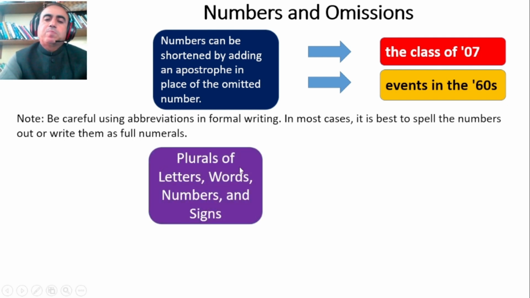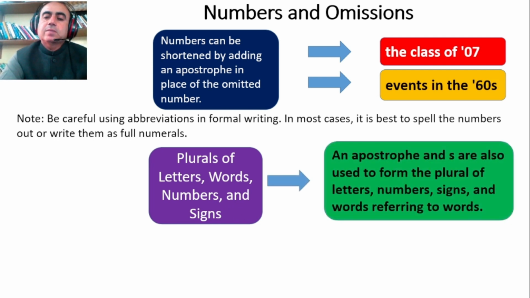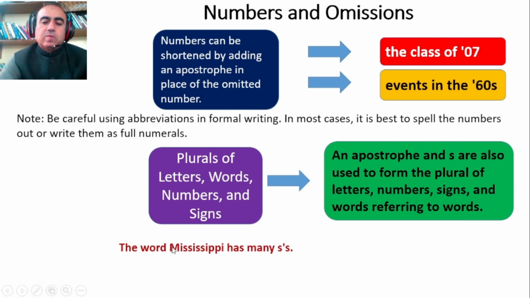Okay, in the case of plurals of letters, words, numbers, and signs, again we use certain rules. We use an apostrophe like this. The word Mississippi has many S's. It means it has more than one. 1, 2, 3, 4, 4 S's. We can say it has 4 S's. We can say many S's. S, then apostrophe S. It means we are talking about the plural case, S's.